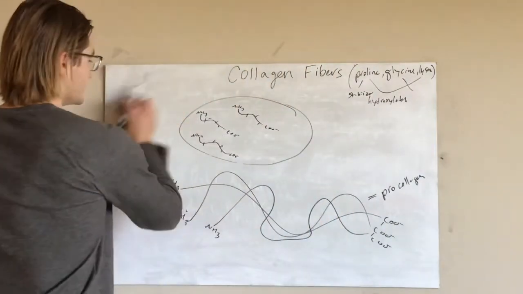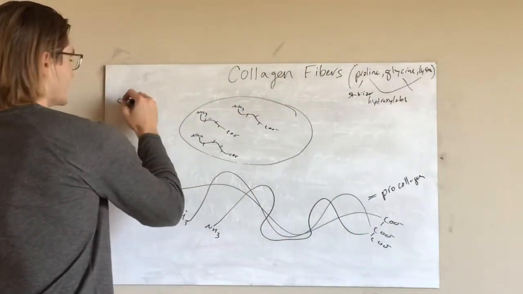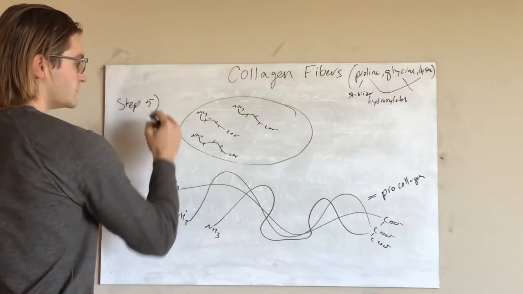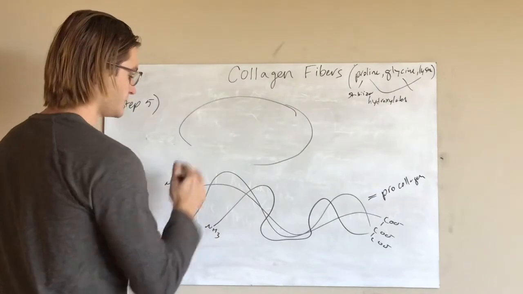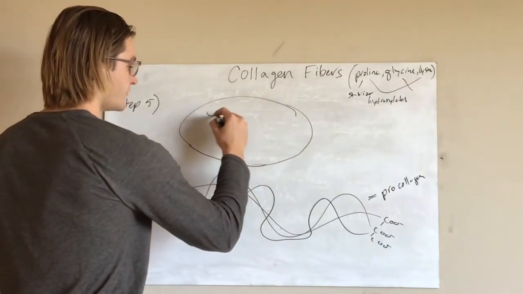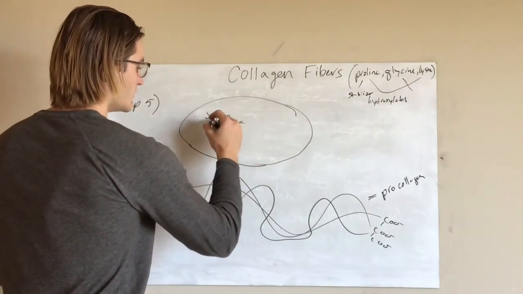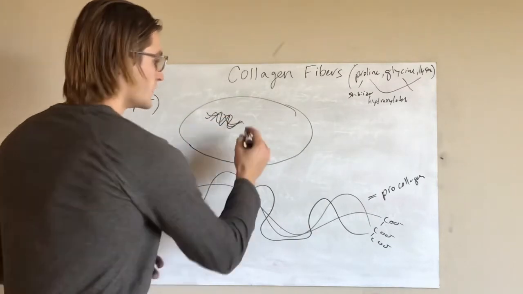Step 5. And this is all happening in the Golgi apparatus. So step 5. So we have our Golgi. Step 5, we have our pro-collagens.